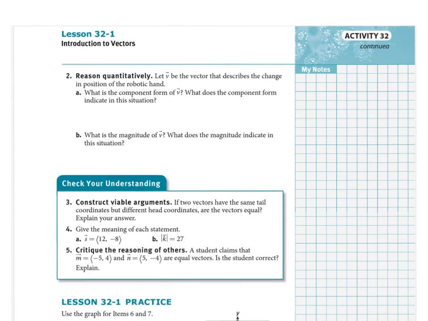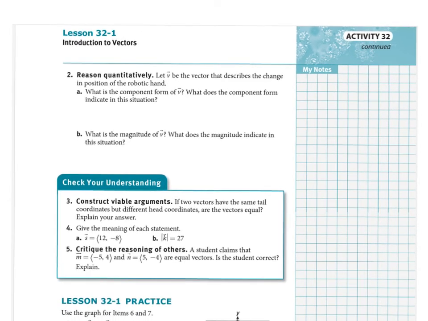It says, let vector v be the vector that describes the change in position of the robotic hand. What is the component form of vector v? What does the component form indicate in this situation? So I know this is all the way back on the first page. I'm just going to summarize what we were told on this first page. I know that we skipped it. So basically what it says is the robotic arm starts at (5, 120), and they sort of superimpose the robotic arm on a coordinate plane, and it ends at (98, 65).